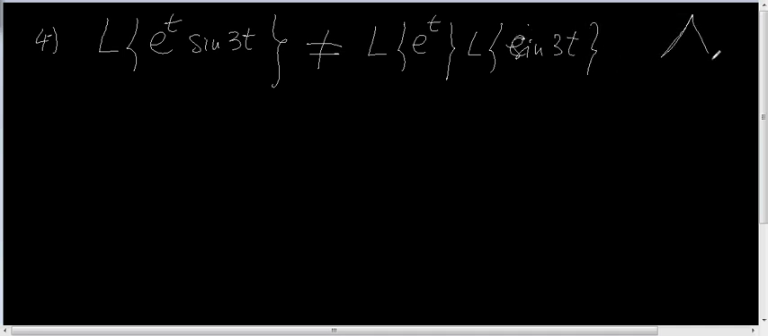So this is a big oops, because of course we don't have the Laplace of a product to be the product of the Laplace transforms. So we need to write, using the first translation theorem, the Laplace of sine 3t. Once we get the result, we have to replace s with s minus 1. So these are some of the common mistakes, and they can change a lot in your results.